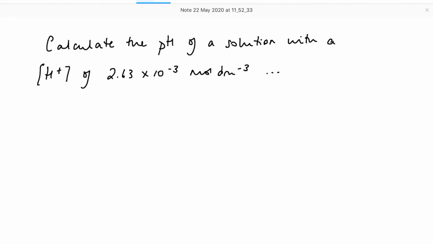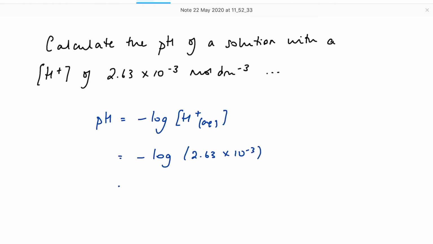Calculate the pH of a solution with a hydrogen ion concentration of 2.63 times 10 to the minus 3 mole per decimeter cubed. So pH equals minus the log of the hydrogen ion concentration. So that's minus log, and this is how you tap it into your calculator, 2.63 times 10 to the minus 3, and that comes out at 2.58. No units, logarithmic scales do not have units.